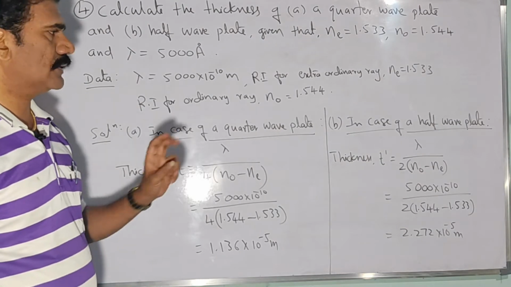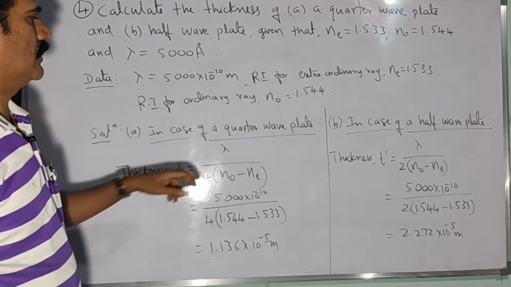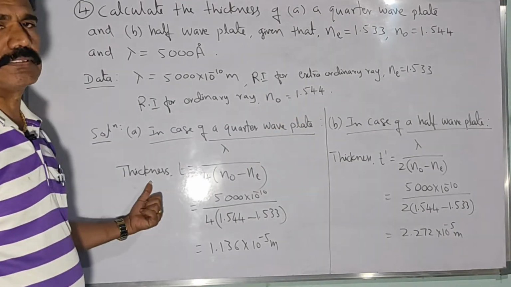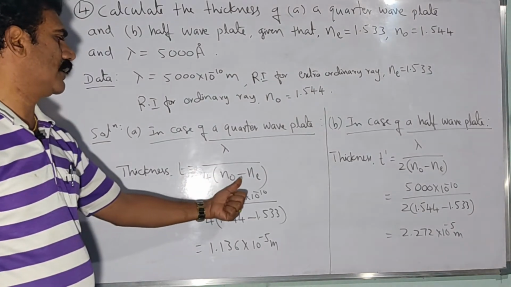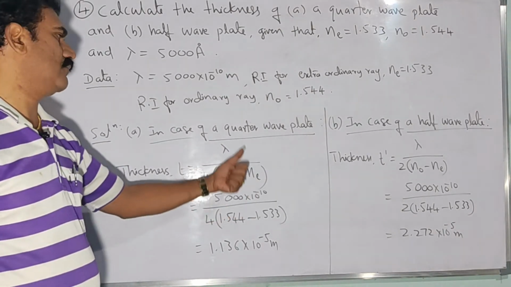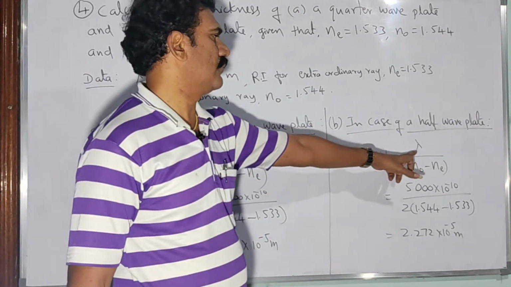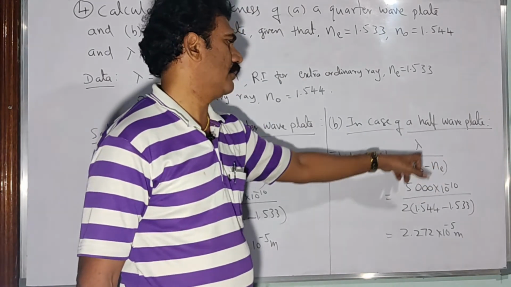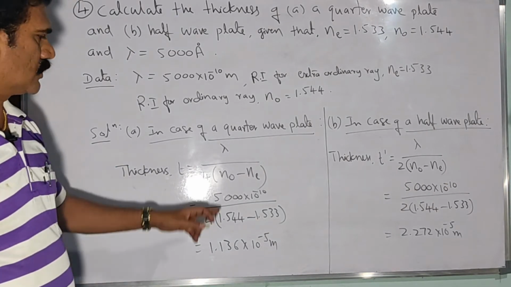There is a slight difference in the formula, as you know already. To find the thickness of any given quarter wave plate or half wave plate, we have the formula like this: thickness T is equal to lambda by 4 into NO minus NE. In case of quarter wave plate it is divided by 4. In case of half wave plate, the same formula, lambda divided by 2 into NO minus NE. Here it is divided by 2, and there it is divided by 4. That's it. So substitute the given data.